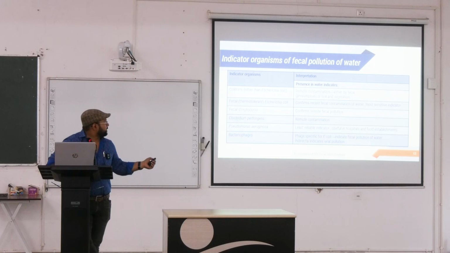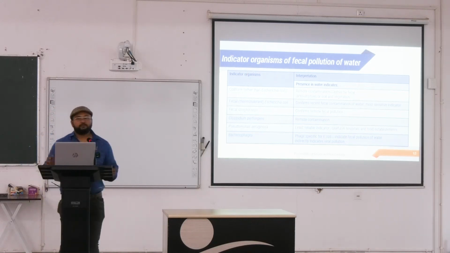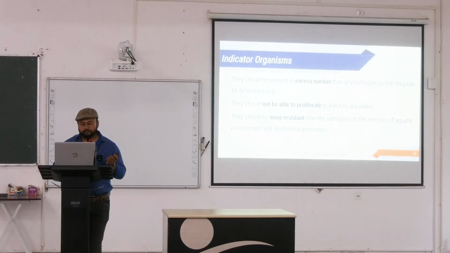And what are the indicator organisms? First is E. coli, then coliform bacteria other than E. coli, then fecal thermotolerant E. coli, streptococci, Clostridium perfringens, Pseudomonas aeruginosa, and bacteriophage. These are all indicator organisms of fecal pollution of the water. Fecal pollution means your stool is mixed with that water. Indicator organisms should be present in excess numbers compared to the pathogen so that they can be detected easily, right.